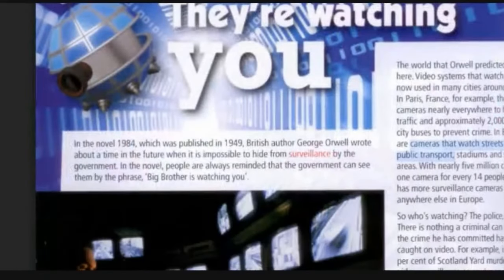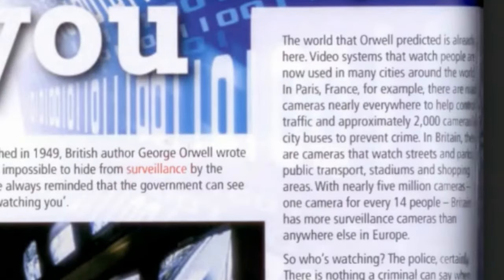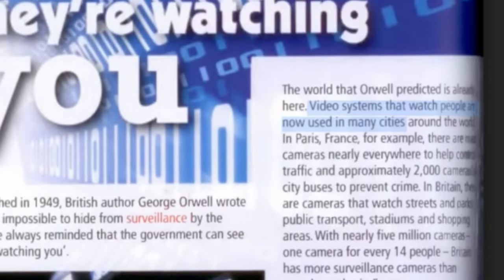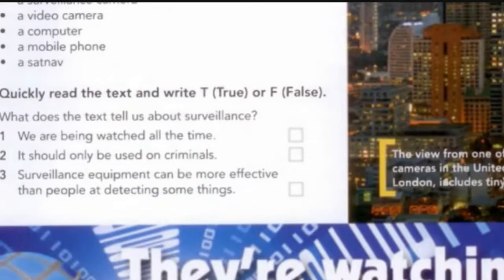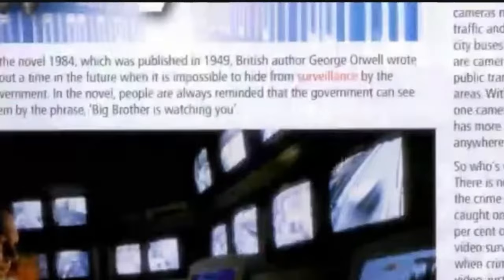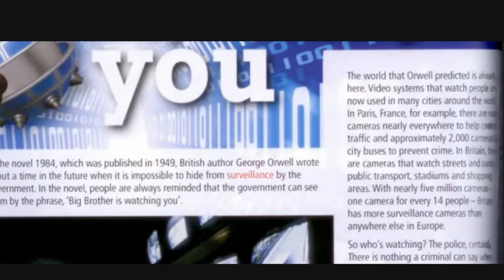Let's read through the second paragraph together. The world that Orwell predicted is already here. Video systems that watch people are now used in many cities. This is the keyword. So let's look at the first statement: we are being watched all the time. The keyword is "all the time". In this paragraph, it says the video system is used in many cities. Do they mean the same thing? If we are being watched in many cities, does that mean we are being watched all the time?